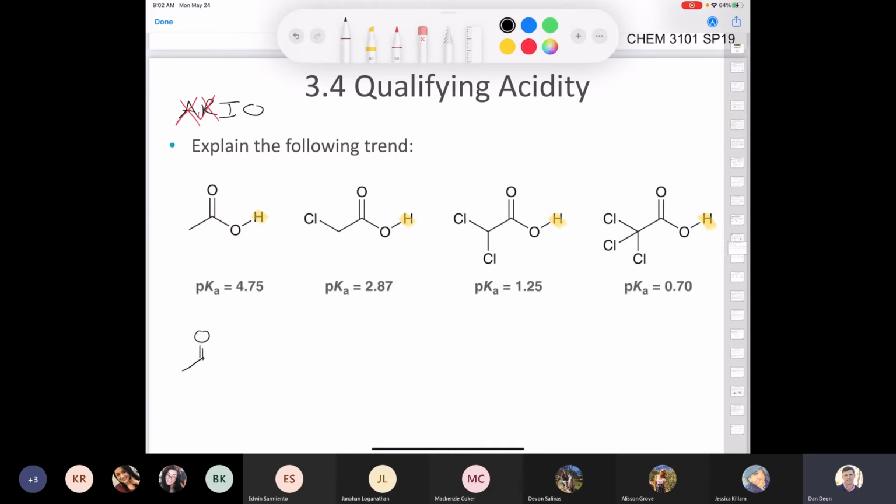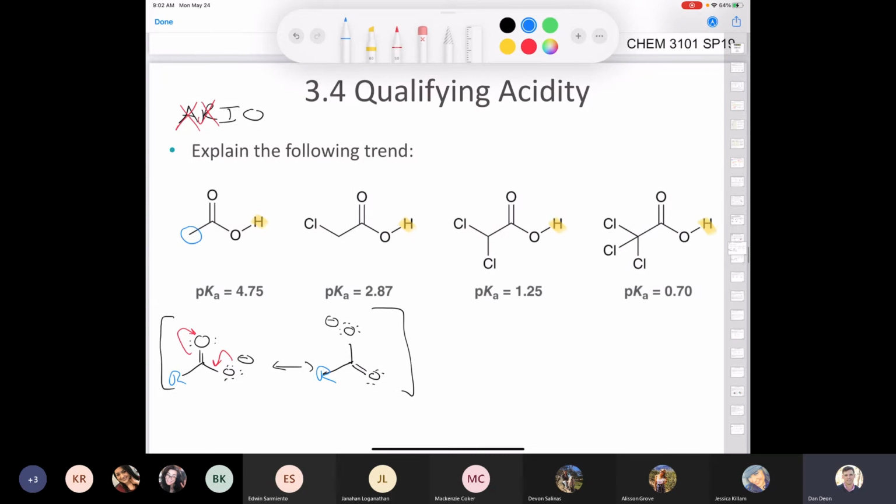I could draw it for the acetate ion, and I'm sure that you can draw it even faster than me by now. You just draw it like this, and then you draw the other resonance contributor. There we go. So all four of these have the same resonance contributors. The only thing that's different is the R group here. That changes. So you can't solve it using resonance, but you can solve it using induction.